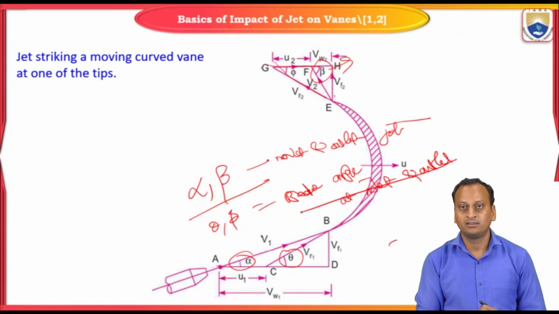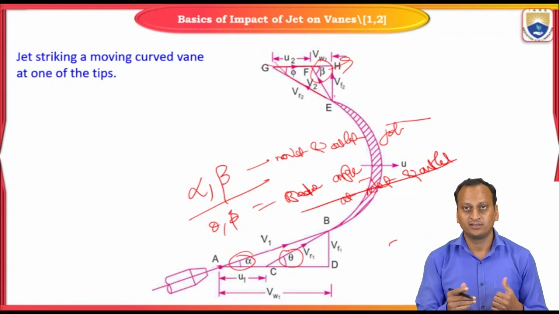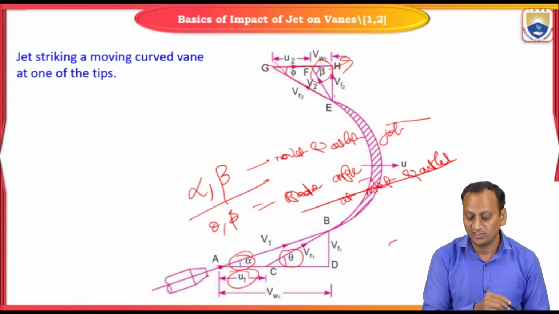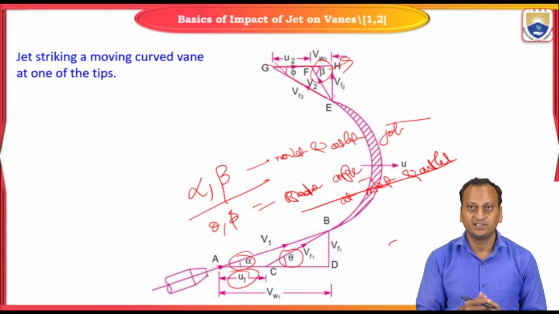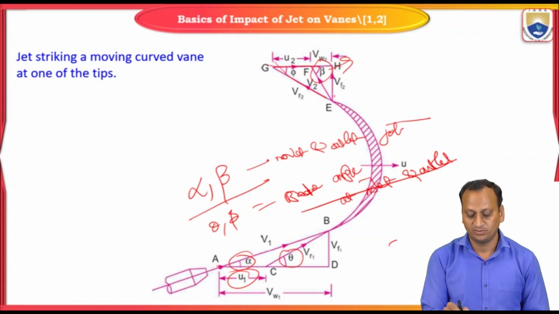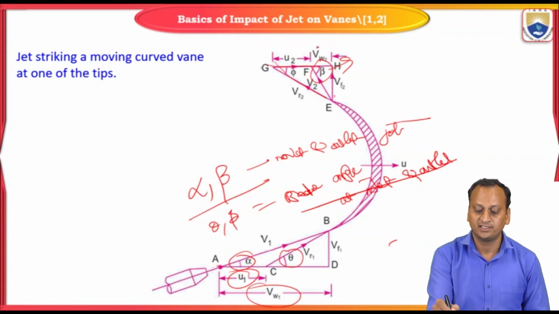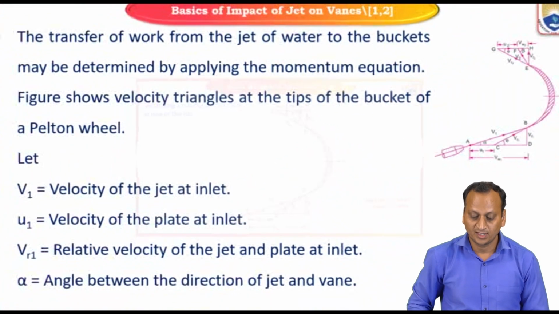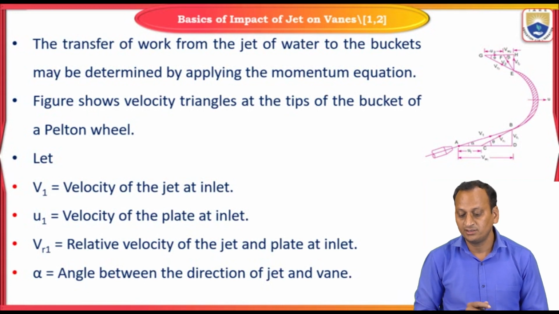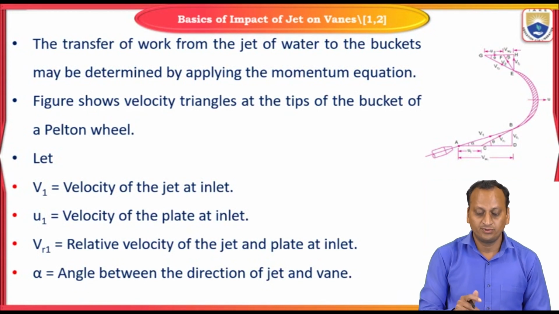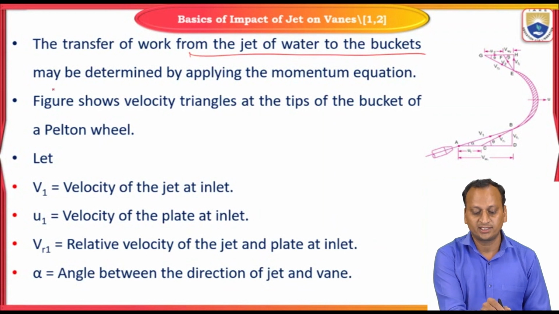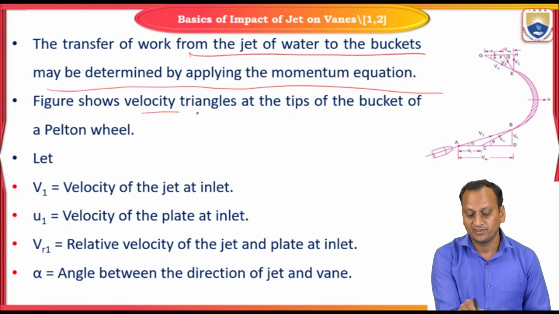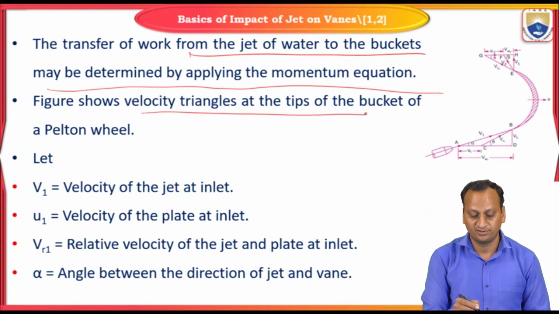The remaining are all velocity components. Some of the parameters are absolute velocity, some of the velocities are blade velocities, relative velocity, whirl velocity, flow velocity, and so on. But the whirl velocity at inlet and outlet is responsible for work done on the blade, or work developed by the blade. So based on whirl velocity, the transfer of work from the jet of water to the buckets may be determined by applying the momentum equation.